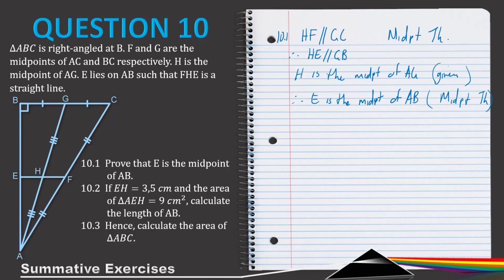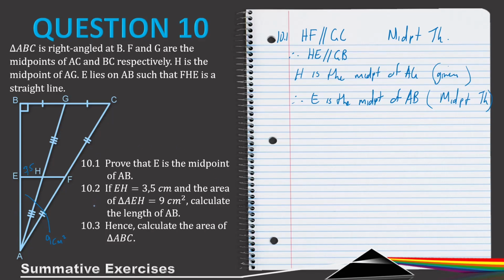10.2. Now the rest of this is calculations. If EH is 3,5 centimeters, and the area of triangle AEH, so AEH is this smaller one, is 9 centimeters squared, calculate the length of AB. Now AB is this big length. So what can we do? We can focus on the smaller triangle and calculate the length EA, because that's the perpendicular height of this triangle. And then we know if E is the midpoint, that AB will be just double EA. All right, so let's do that.